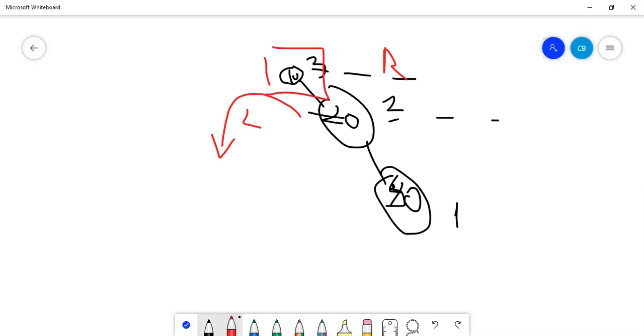Now, if you have another tree, for example, you have 10, and here you have 7, and here you have 5.